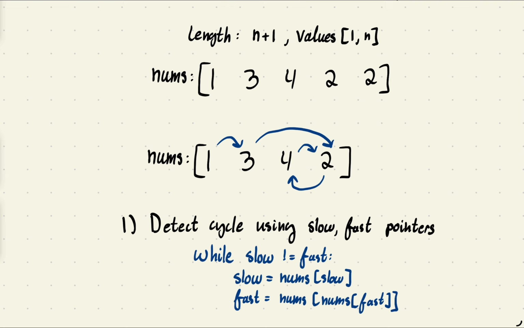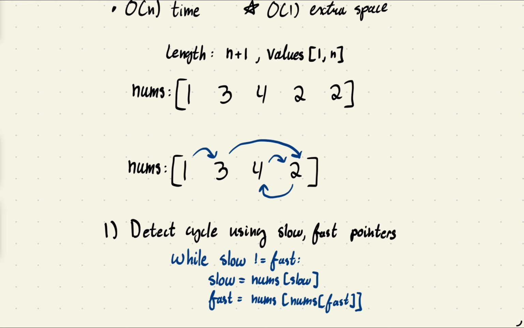So while slow is not equal to fast, slow is equal to nums[slow], and then fast will move twice as fast as slow: nums[nums[fast]]. Slow and fast will always meet inside of the cycle. And the start of the cycle will always be a duplicate number because there's two ways to get to that duplicate number, and we have infinite steps. So the very first number that will be revisited is going to be that duplicate number.